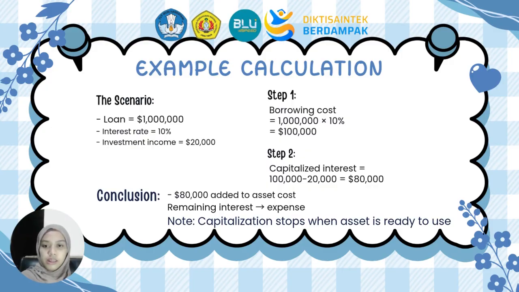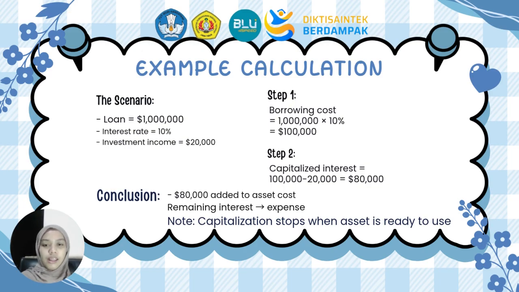Let's calculate. Step 1, calculate borrowing cost. $1 million multiplied by 10%, so we will get $100,000. So the company must pay $100,000 in interest for the year.